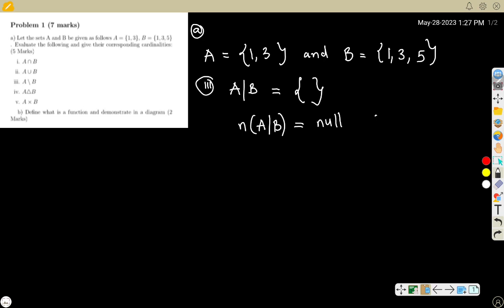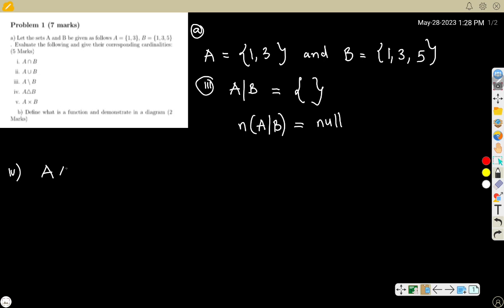You can't say 0, because if I write 0 here, it means a member. I still have a member there. So if you want the empty set, then you don't write anything in the brackets. So null means empty.